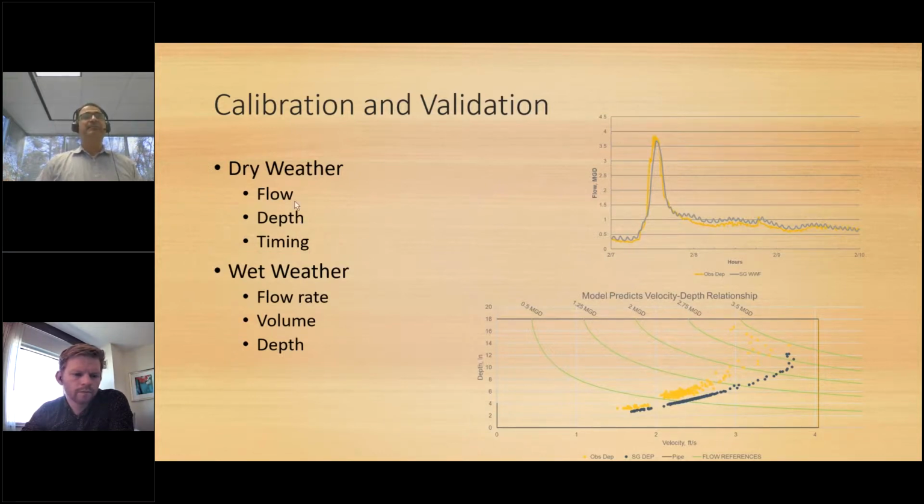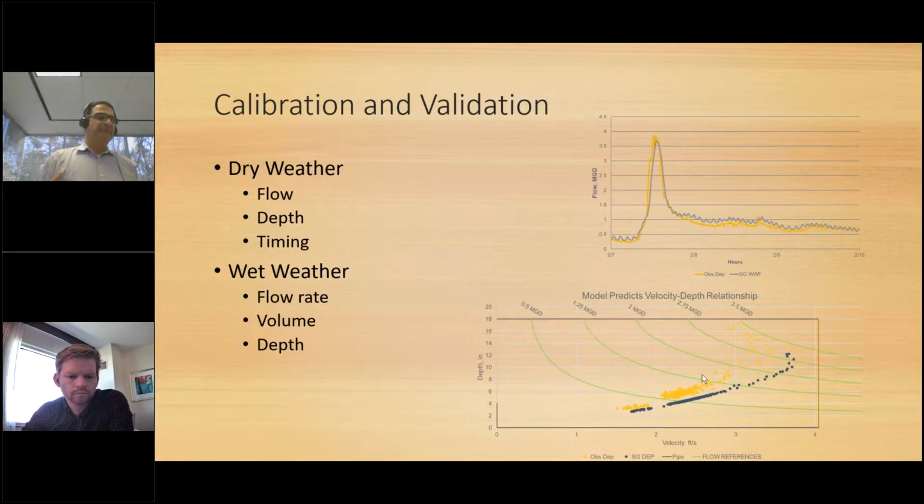But it's very important to calibrate for both flow and depth, and what you see here is a depth versus velocity plot, and what's in yellow is the observed data, and the navy blue is the model data. And again, it's slightly below in terms of depth and higher in velocities, but it's close enough in terms of simulating the pattern.